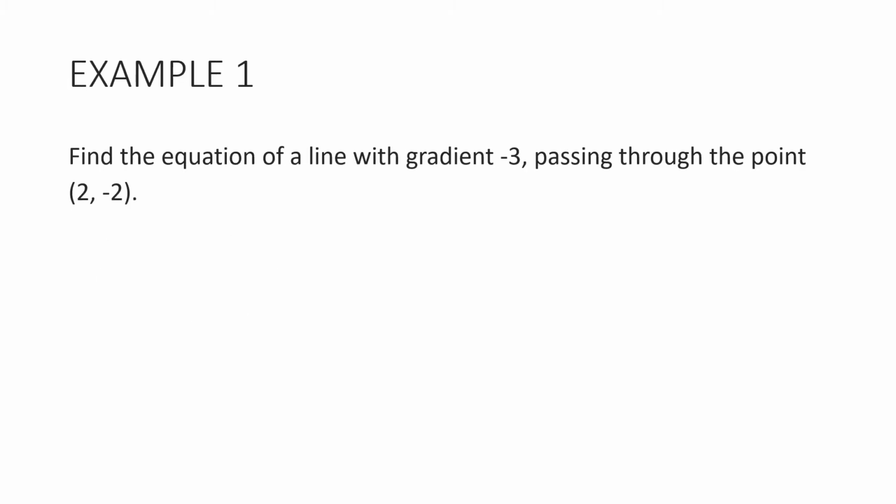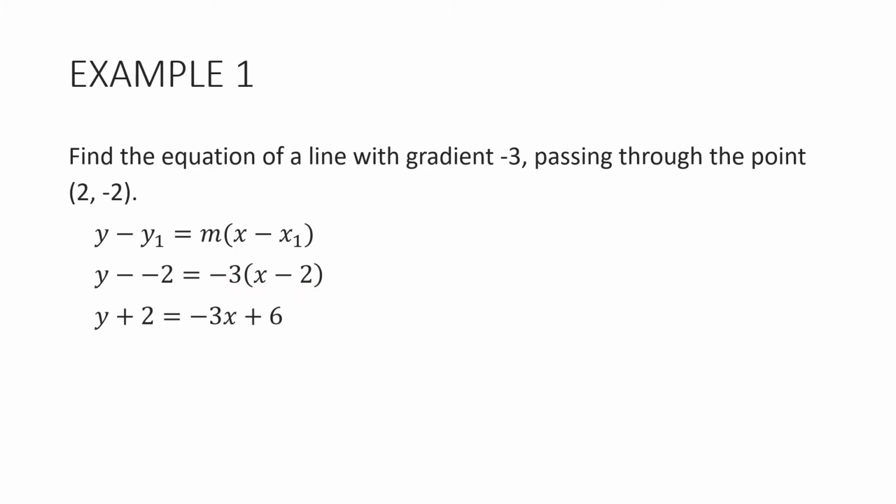Right, here's our first example. Find the equation of a line with gradient -3 passing through the point (2, -2). So remember, this is going to be (x1, y1), and this is m. It's just a matter of substituting them into the correct positions. So we've got y take away -2 is equal to -3, and then in brackets x minus 2. Right, that becomes a plus, and let's expand this out. Be careful of that negative there. So I get y plus 2 is equal to -3x plus 6.